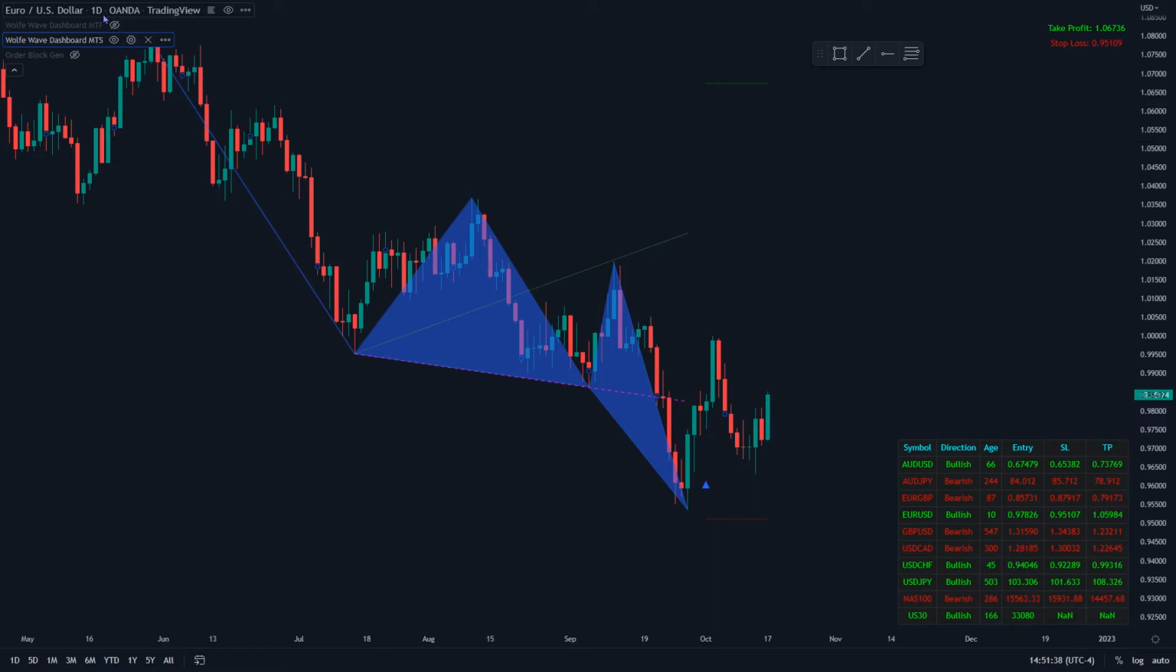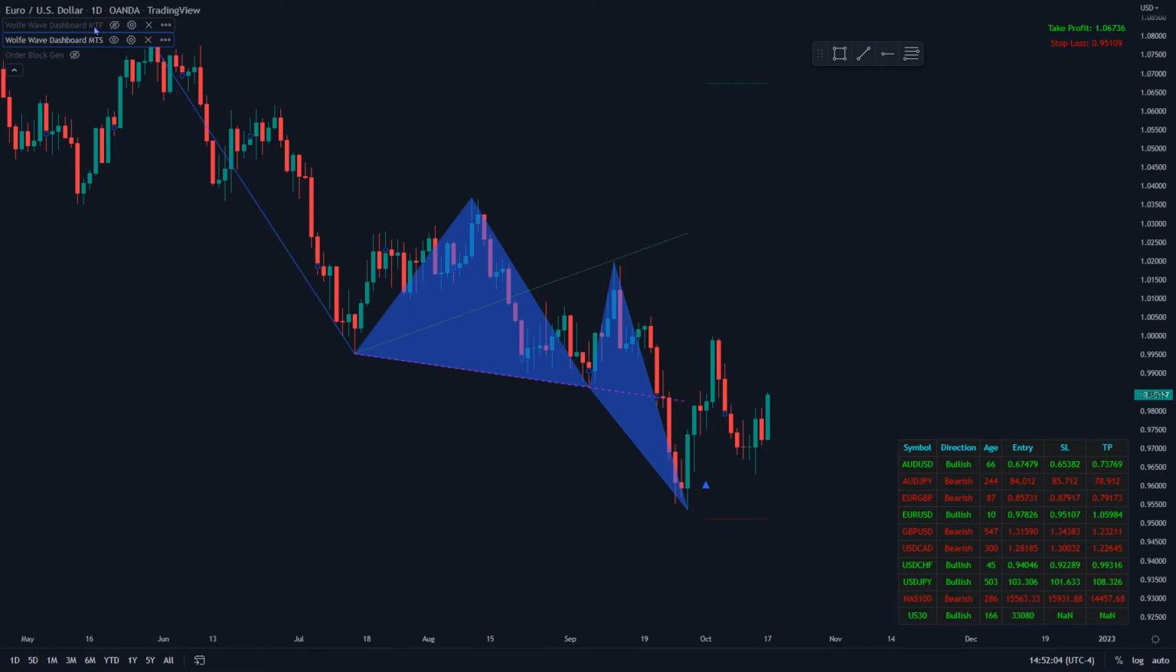So for instance, I'm here on the Euro US dollar daily chart. So this is showing the daily chart and whatever patterns are showing up. If you go to the 4 hour, 1 hour, or whatever different time frame, this will change and will show you the 4 hour patterns if you're on the 4 hour time frame on the current chart.